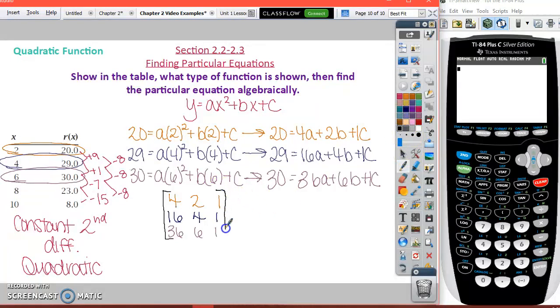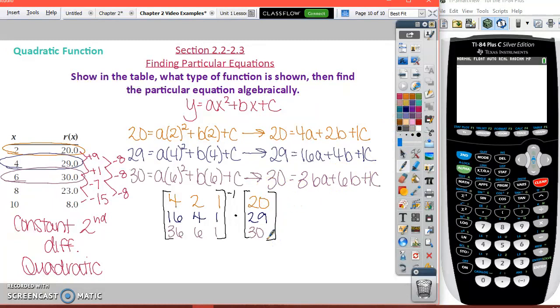What we do from here is we're going to take the inverse of this matrix, and you don't need to necessarily know what exactly it is. We'll go over how to do it in our calculator. And we're going to multiply this by a matrix of their y values. And it's important that you stay consistent. Since this is the first equation, we have to put 20 first, then 29, and then the 30.